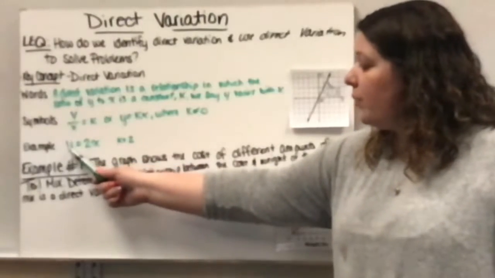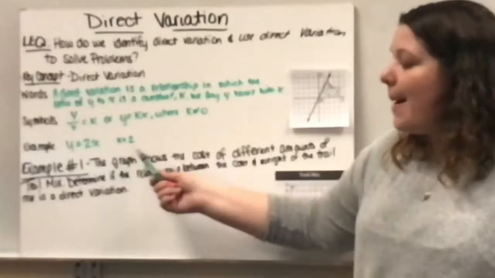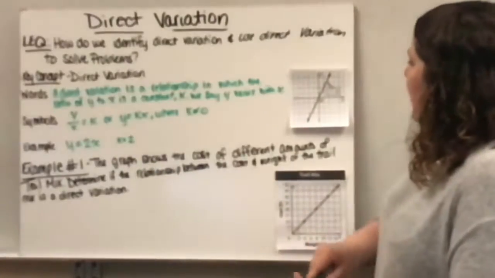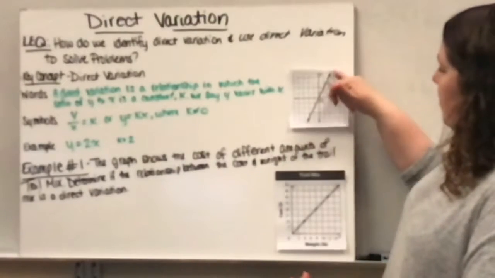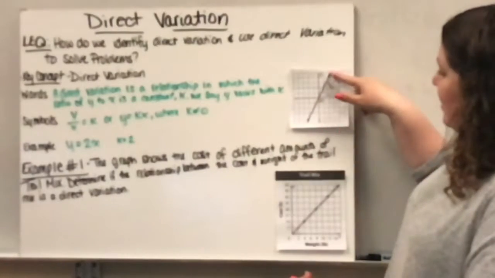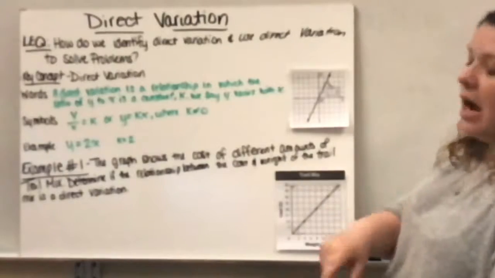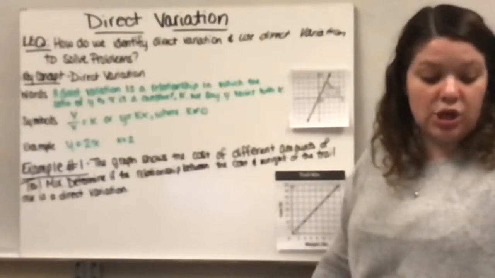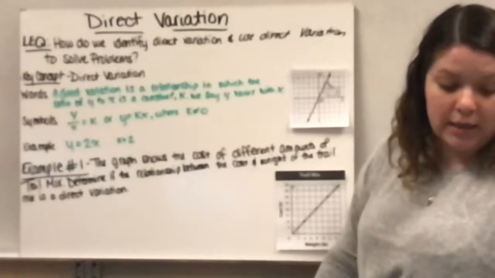So for example here, if we have y is equal to 2x, my k is going to be equal to 2. So again, here is a graph of y is equal to 2x, and my direct variation there would be 2. So we're going to go ahead and start off with example number 1.